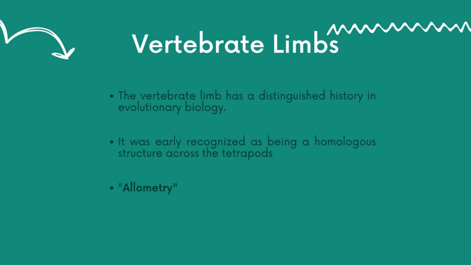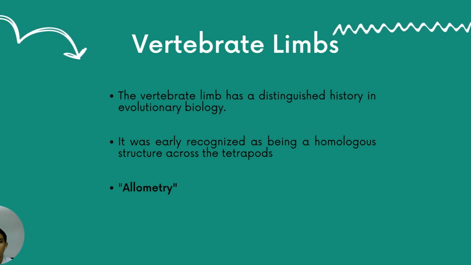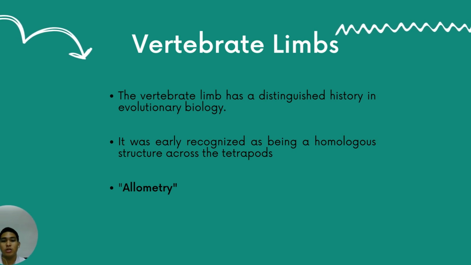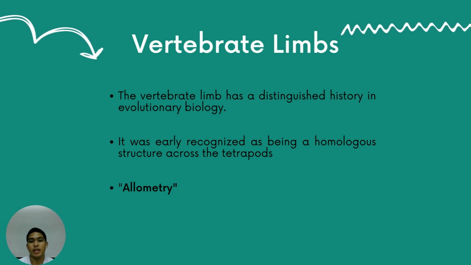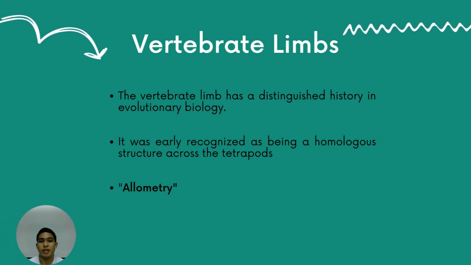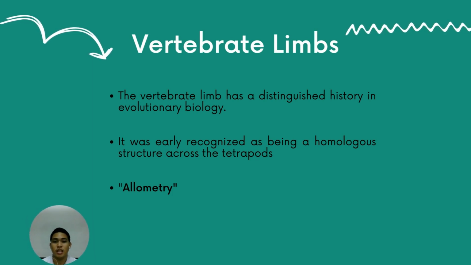Now, we will proceed with the vertebrate limbs. So, the vertebrate limb has a distinguished history in evolutionary biology. It was early recognized as being a homologous structure across the tetrapods. Because of the presence of a complex skeleton, it is often preserved in fossils, and it provides some striking examples of allometric changes in evolution. Allometry means differential growth between parts.